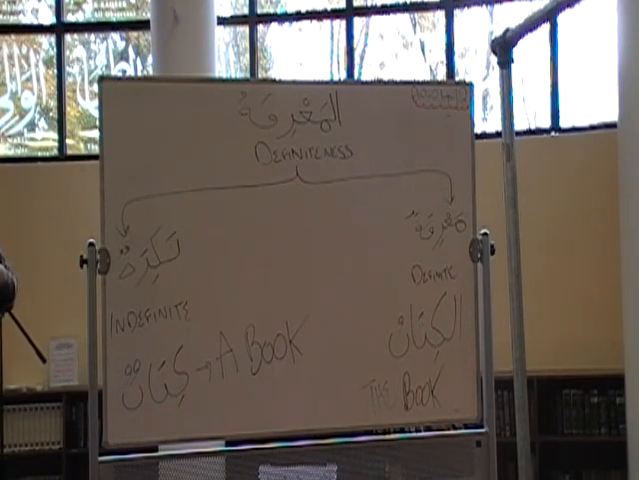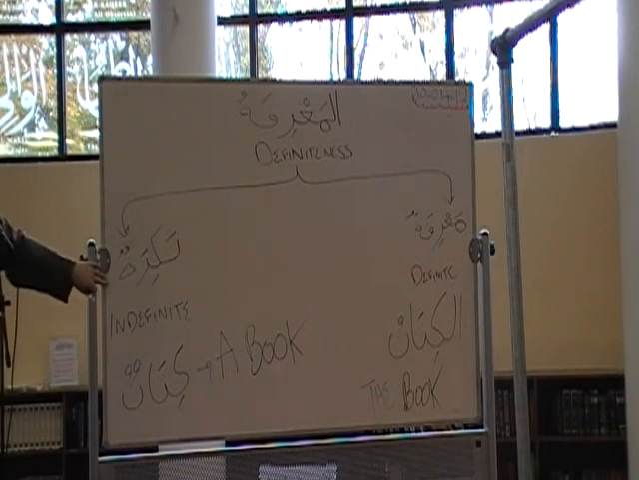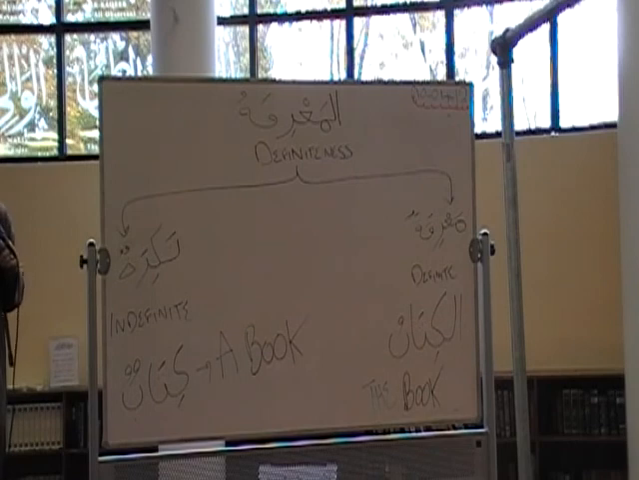And the reason why that's important is because you need to know whether it's the book or it's a book. Nakira means not known. Ma'aruf means known. Ma'aruf, right? And amr bil ma'aruf wa nahi anil munkar. These both come from the same concept.